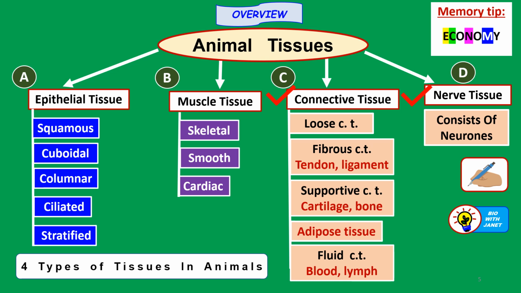So here's an overview of the different types of tissues in humans and animals. We have discussed A, epithelial tissue, and B, muscle tissue. Now we're going to discuss in this video connective tissue and nerve tissue. Connective tissue is made up of many different types of tissues. It consists of loose connective tissues, fibrous connective tissues like tendons and ligaments, supportive connective tissues like cartilage and bone, adipose tissue, and fluid connective tissues, which are blood and lymph. And nerve tissue consists of the nerve cells called neurons.